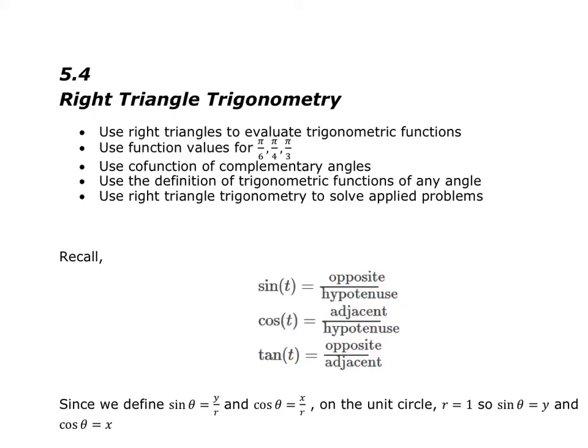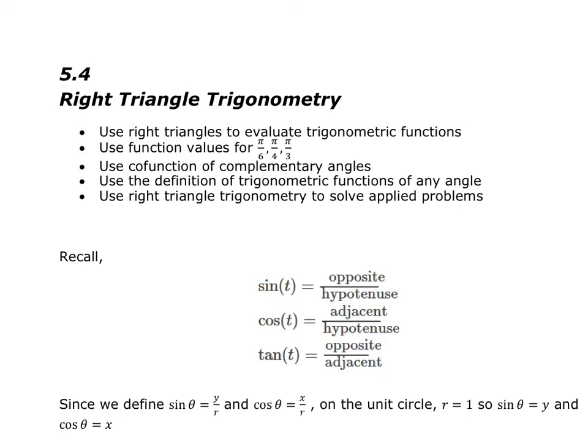In this video, we're going to be doing right triangle trigonometry. Specifically, we're also going to look at pi over 6 or 30 degrees, pi over 4 or 45 degrees, pi over 3, which is 60 degrees. We're going to use cofunctions of complementary angles. We're going to do an applied problem.